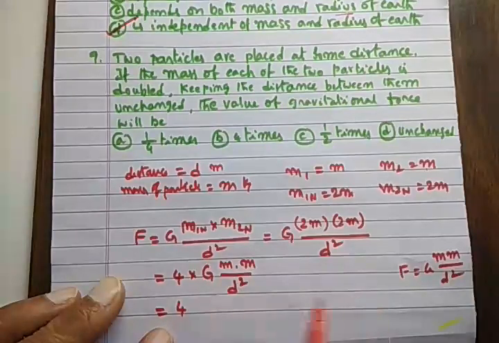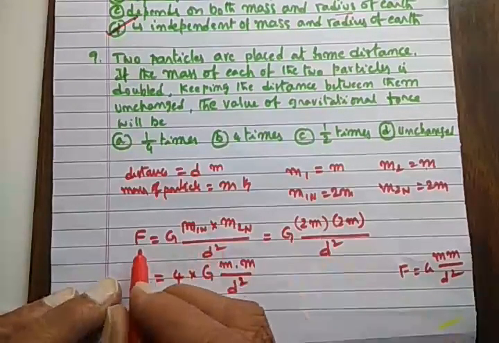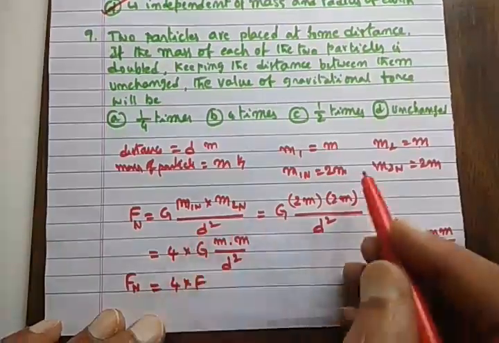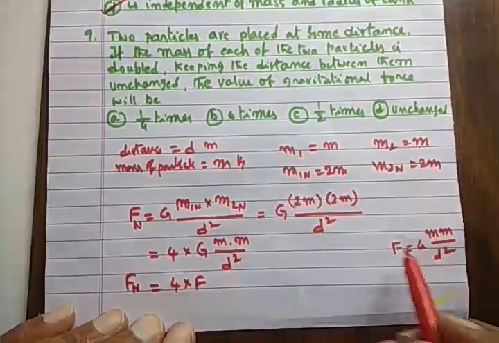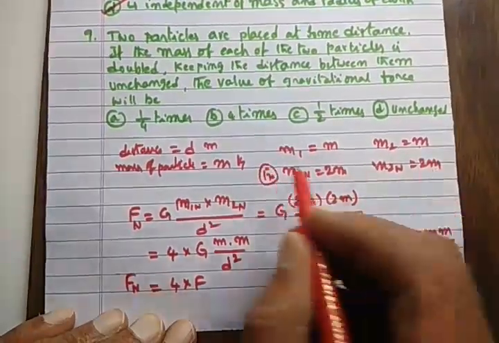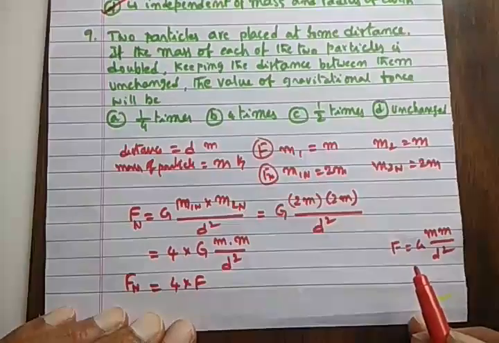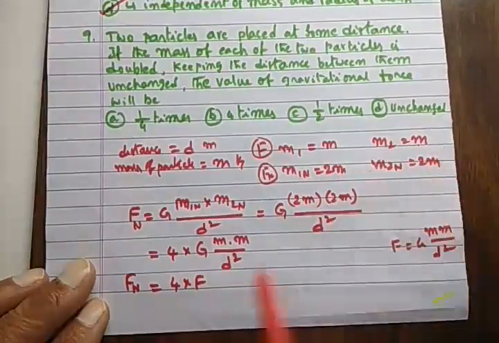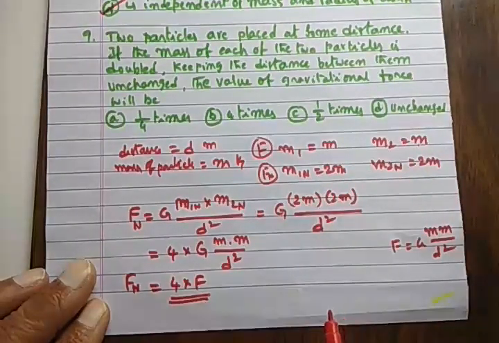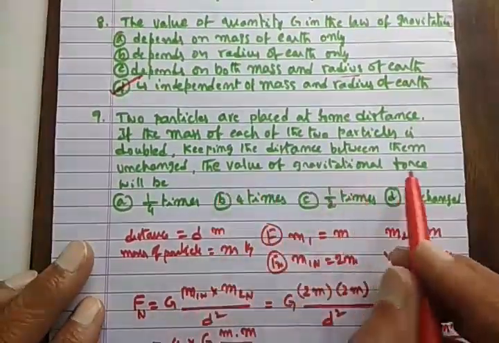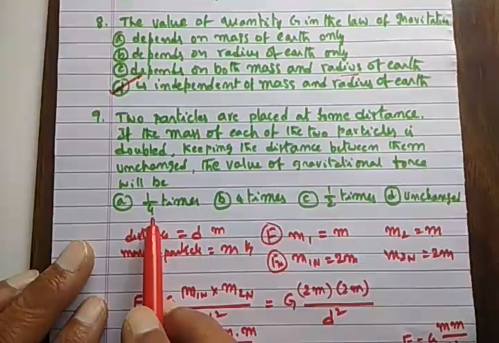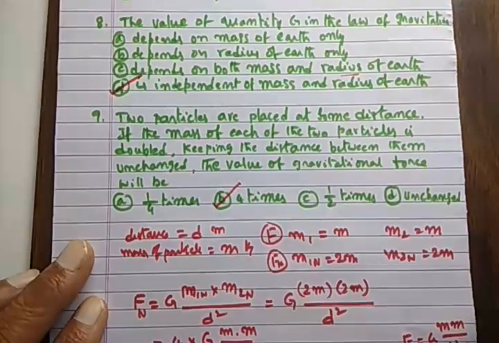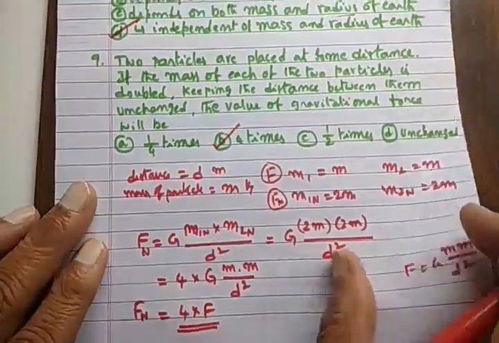So this is nothing but 4 into the force. Only here we will call this a new force. Correct. New force is related to this standard force. So whatever was initially, because of this doubling of the masses, it has become 4 times the force. Okay, that is what the value of gravitational force will be. 4 times, correct, not half times or unchanged, it is 4 times.